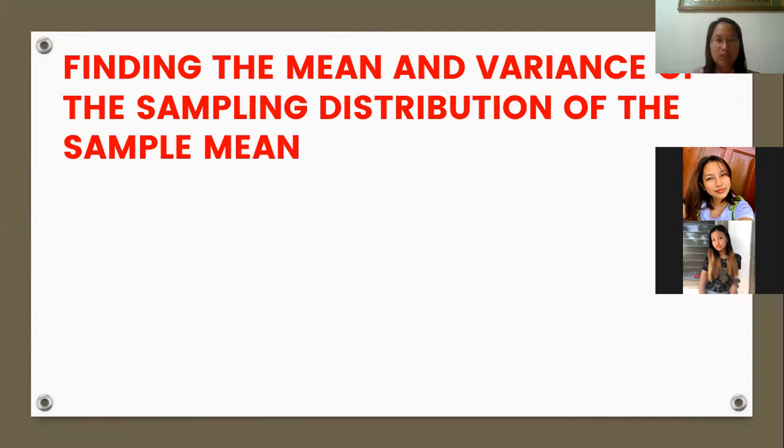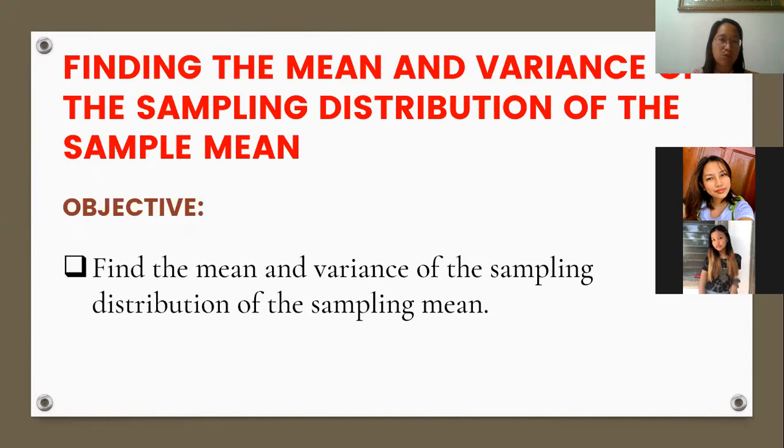So with this one, you are expected to find the mean and the variance of the sampling distribution of the sample mean. As I have told you last week, only learning task 3 and 4 will always be recorded and will always be checked. The learning task 1 and 2 are for you to recall lang the previous and maybe to give you a hint of what will be discussed for the next week.